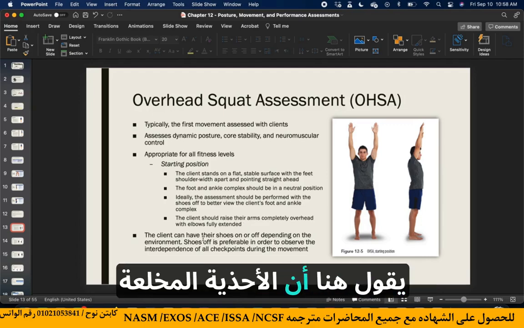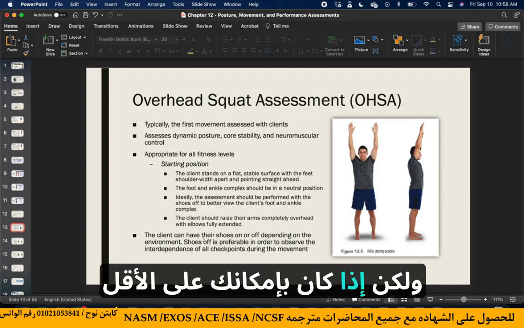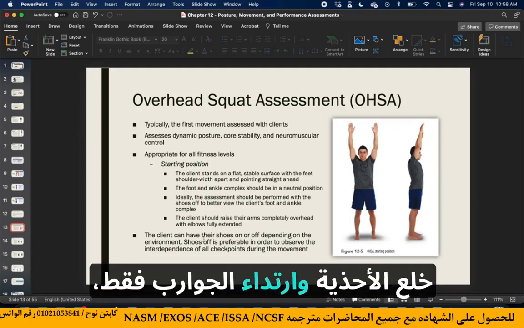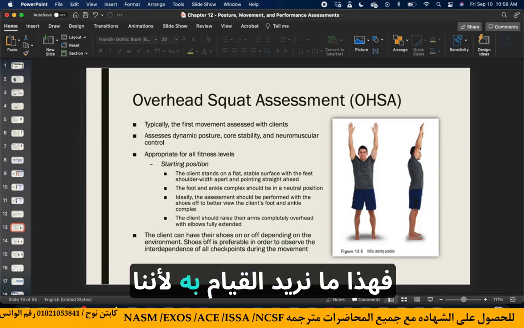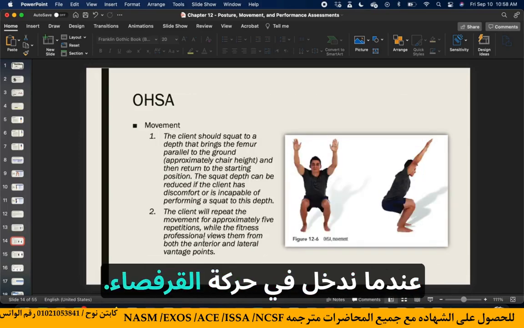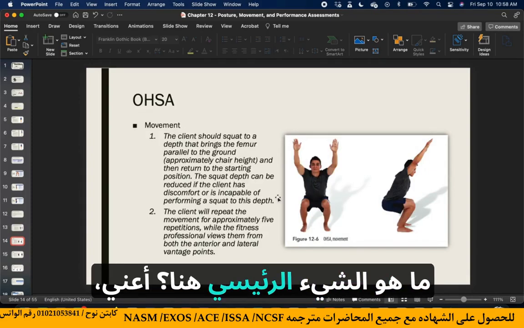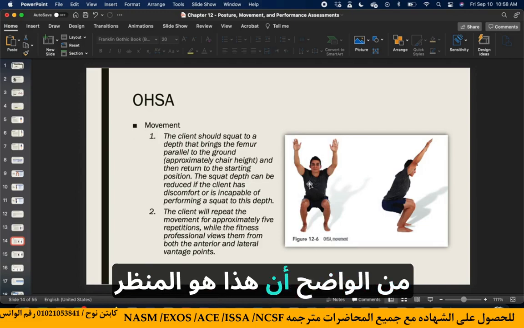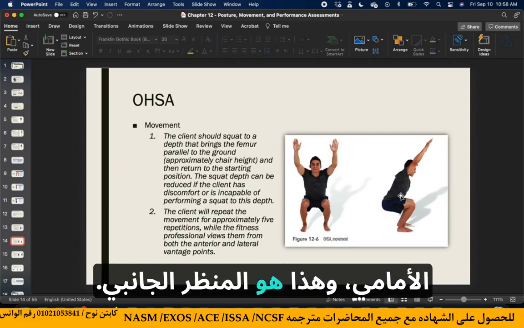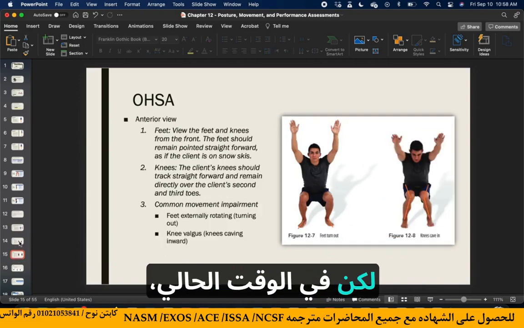Now, it says here shoes off are preferable, and I agree with that. I mean, shoes and socks would be great, but if you can get at least the shoes off and have socks only, that's what we want to do, because we want to see what the feet do when we go into that squatting motion. Okay, so again, squatting, what is the main thing here? I mean, obviously, this is the anterior view. This is the lateral view. You can do a posterior view if you'd like.